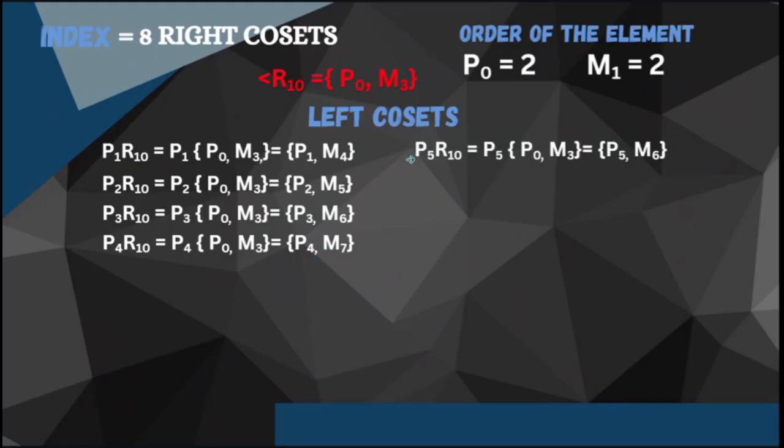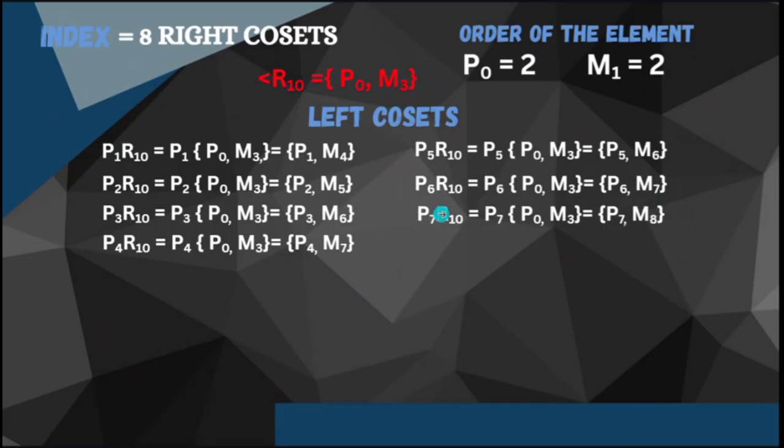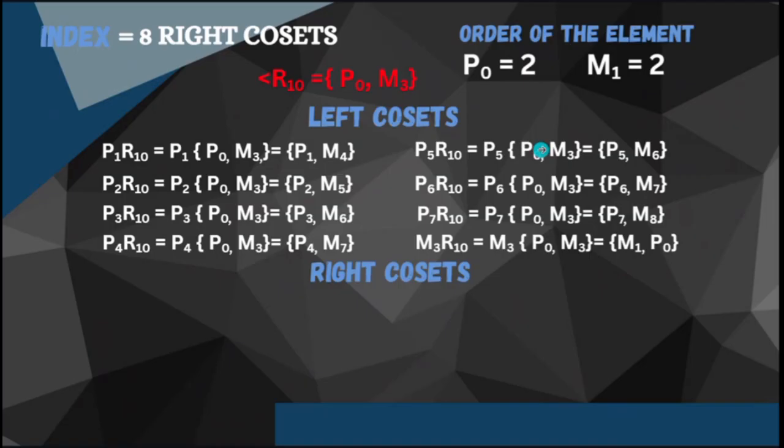For rho sub 5 multiplied by R sub 10, we have rho sub 5 and mu sub 6. For rho sub 6 multiplied by R sub 10, we have rho sub 6 and mu sub 7. For rho sub 7 multiplied by R sub 10, we have rho sub 7 and mu sub 8. For mu sub 3 multiplied by R sub 10, we have mu sub 1 and rho sub 0. Since the results contain all the elements of our group, we have these left cosets.